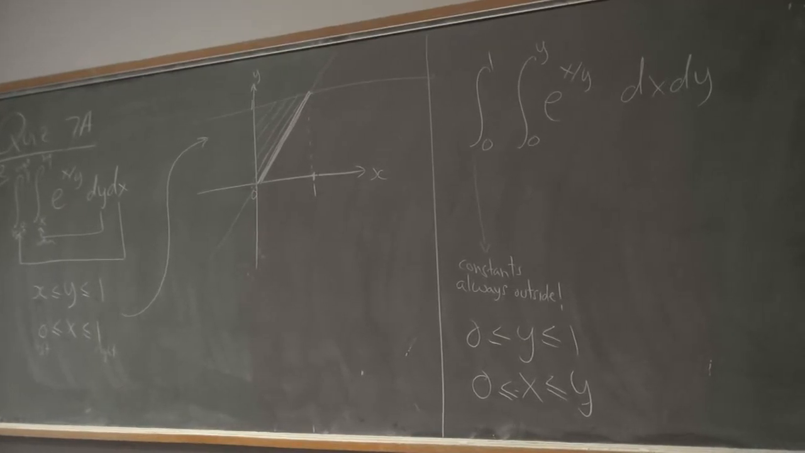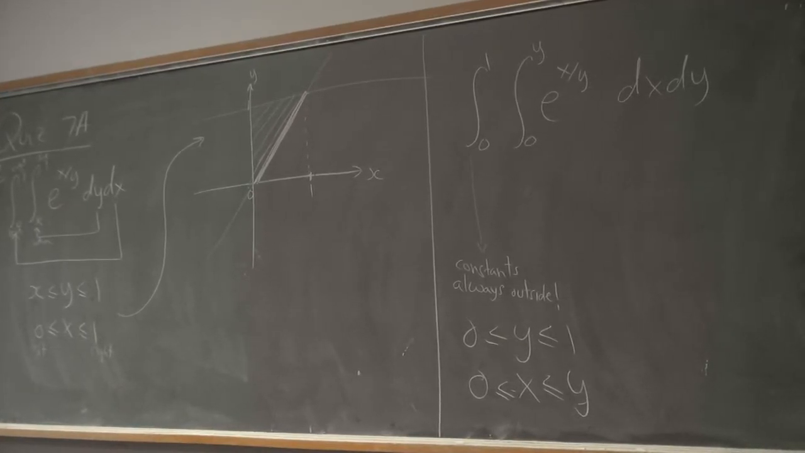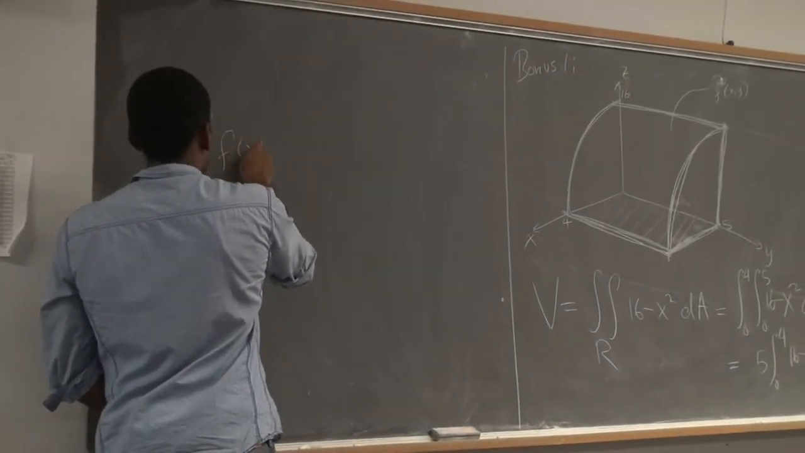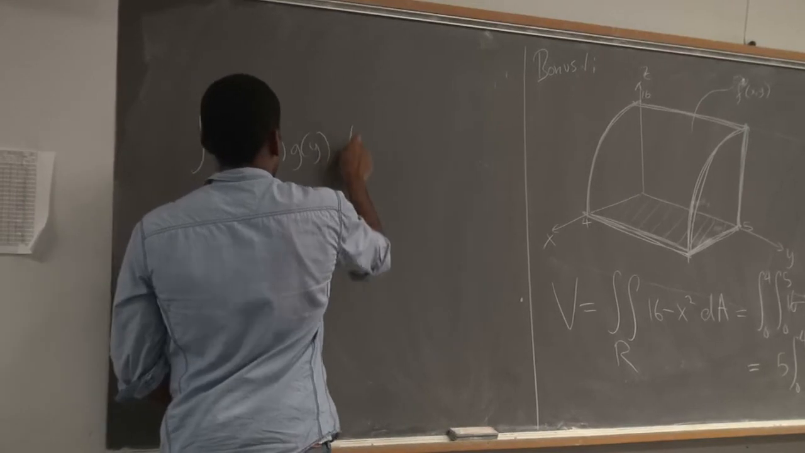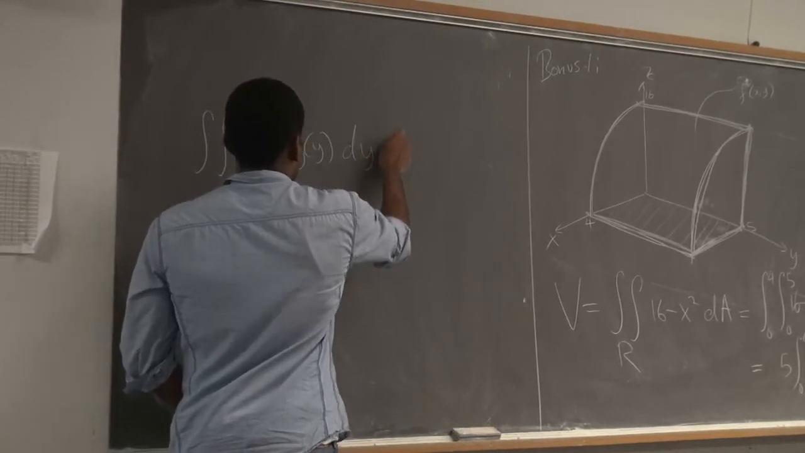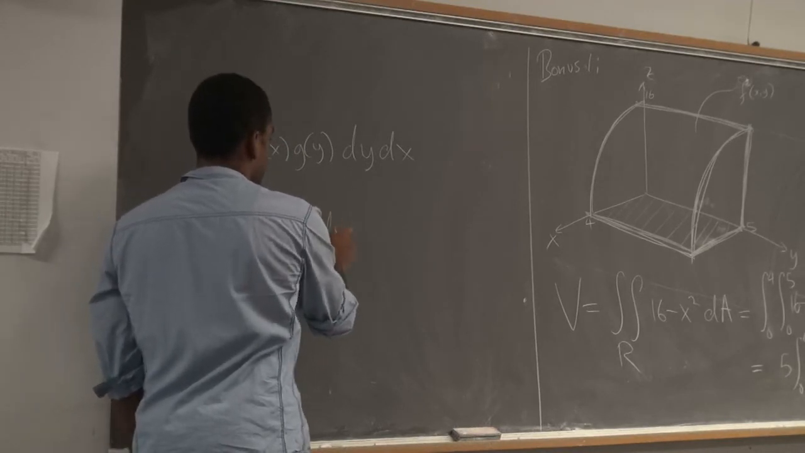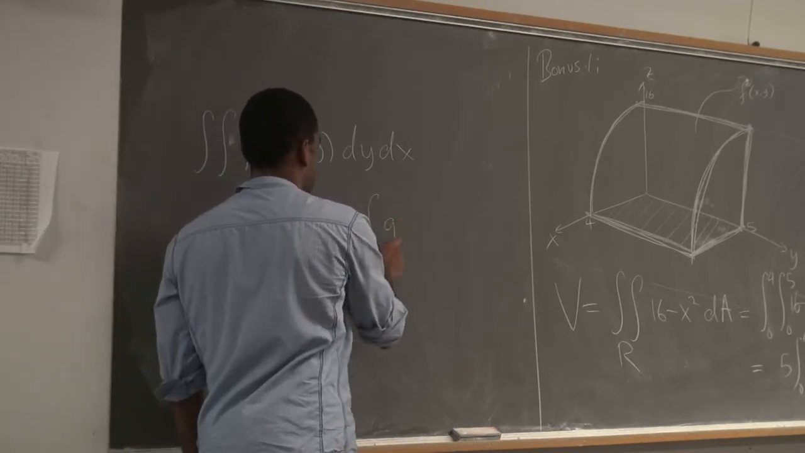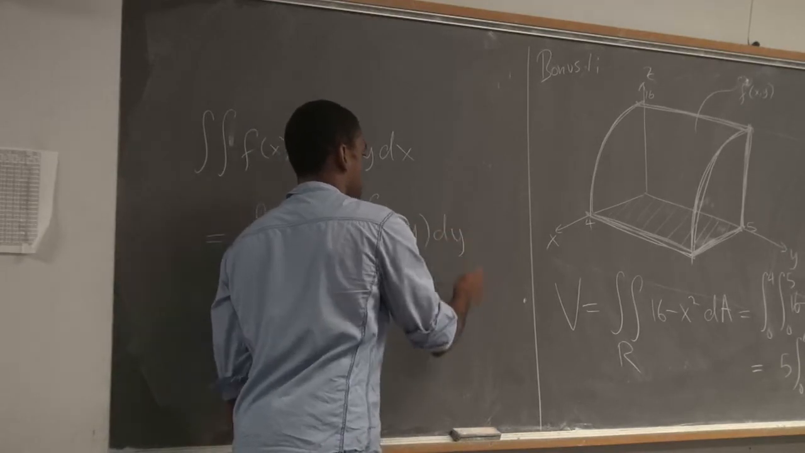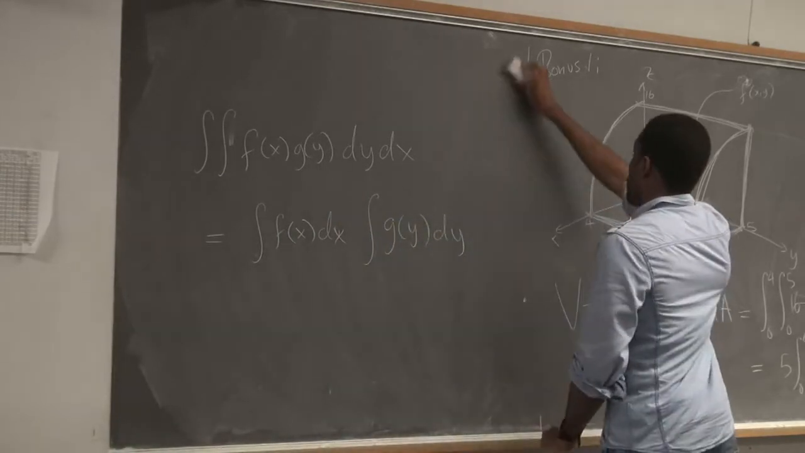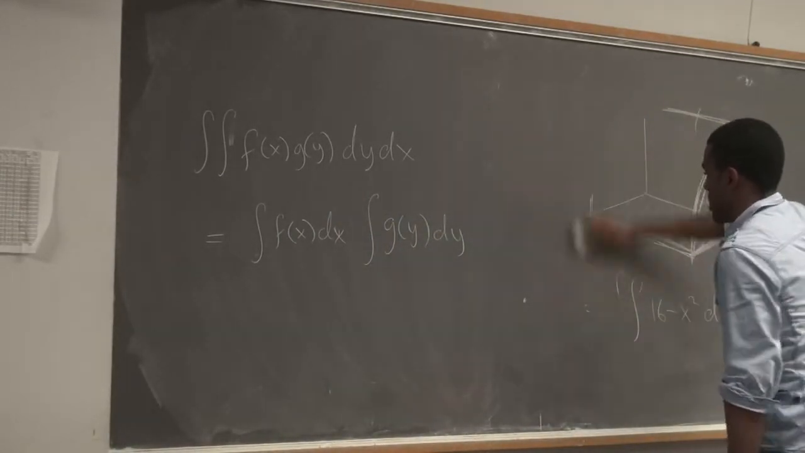12.1, we basically finished it. The only thing I wanted to explain was, if you have a function of x and a function of y, why can you multiply the integrals like this? Why is this equal to that? I was talking about that last time.